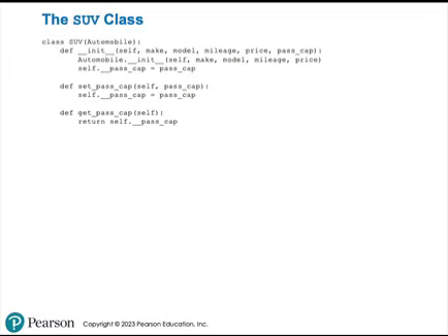And then finally for SUV, same thing. The data attribute that's specific to the subclass SUV is pass cap, which is the passenger capacity. And then we add methods for being able to set and retrieve that private variable.